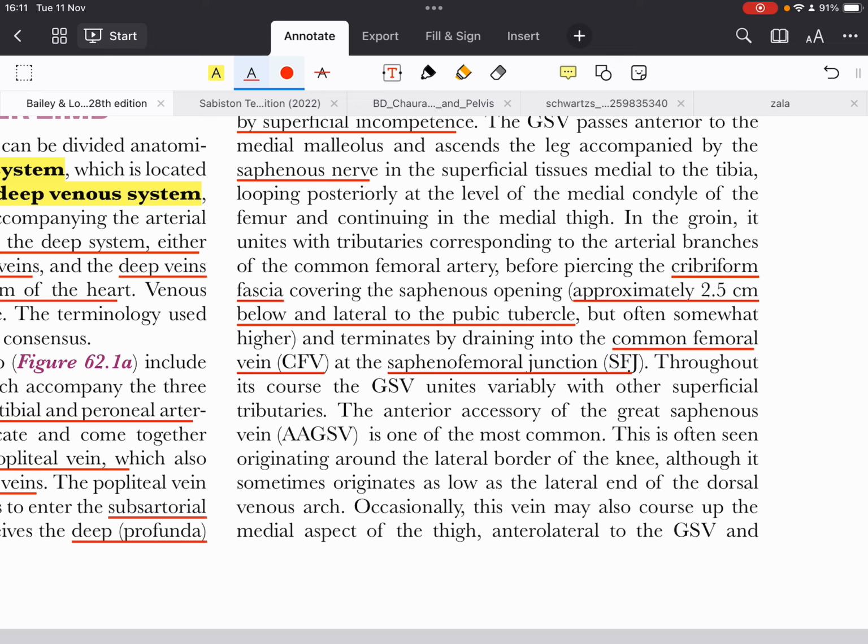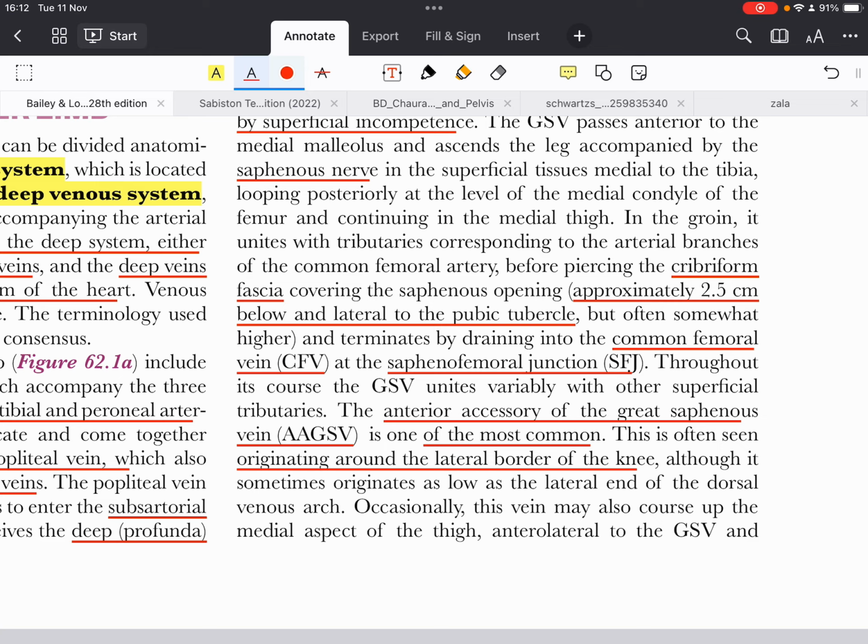Throughout its course, the GSV unites variably with other superficial tributaries. The anterior accessory of the great saphenous vein, AAGSV, is one of the most common. This is often seen originating around the lateral border of the knee, although it sometimes originates as low as the lateral end of the dorsal venous arch. Okay, meaning it is connected with the foot.